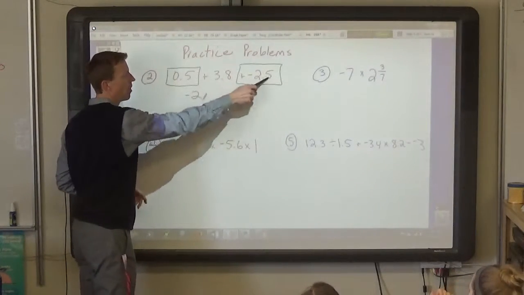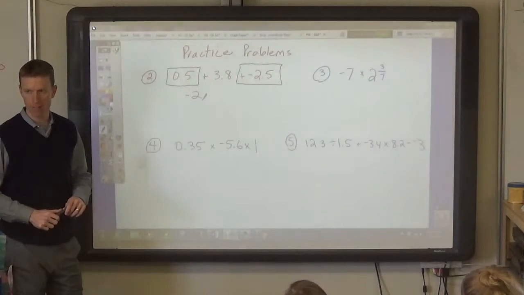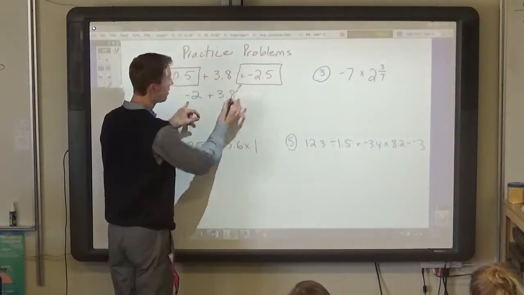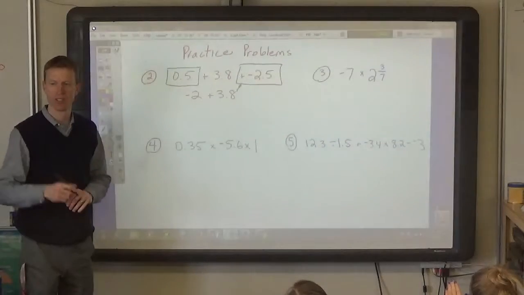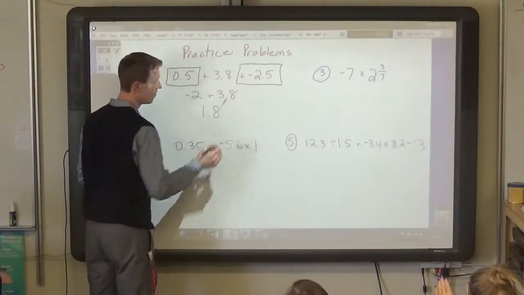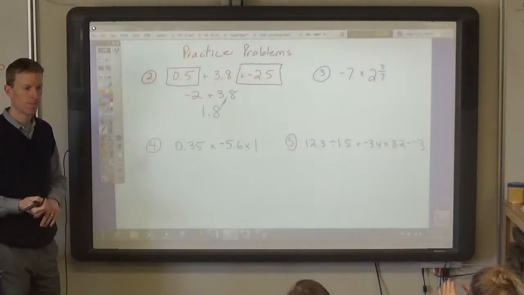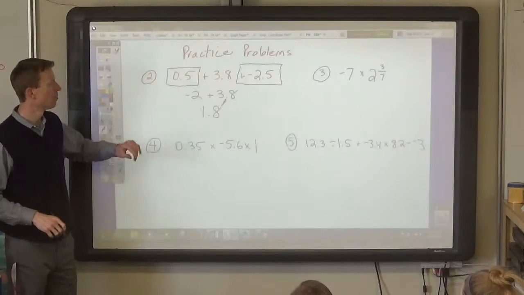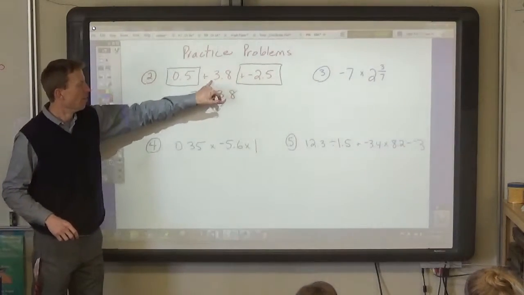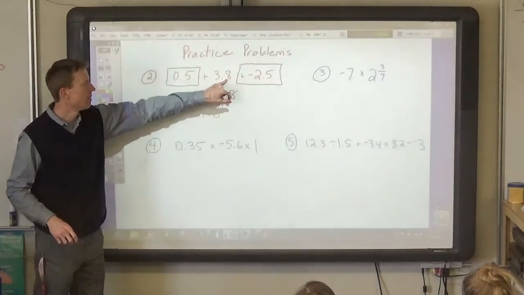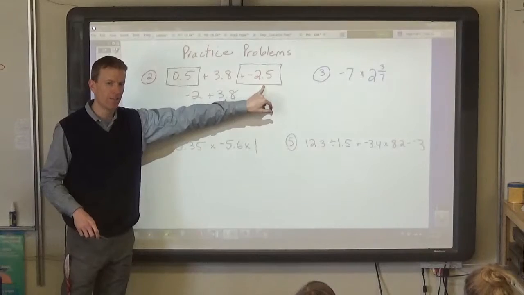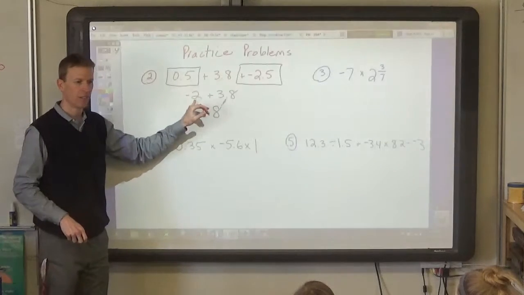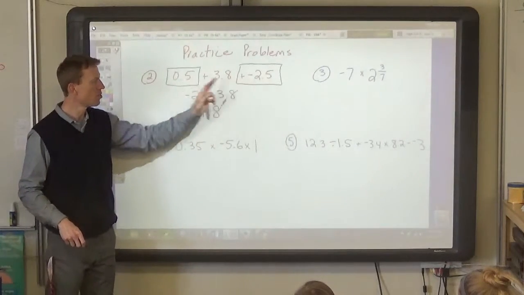We take away 0.5, and we're left with negative 2. So negative 2 plus 3.8 is 1.8. So by applying the commutative property, it made that one a little easier. Otherwise, this is 4.3 plus negative 2.5, and we'd still get the same answer. But this way you can do it in your head, because you're just taking away 2 once you combine these.